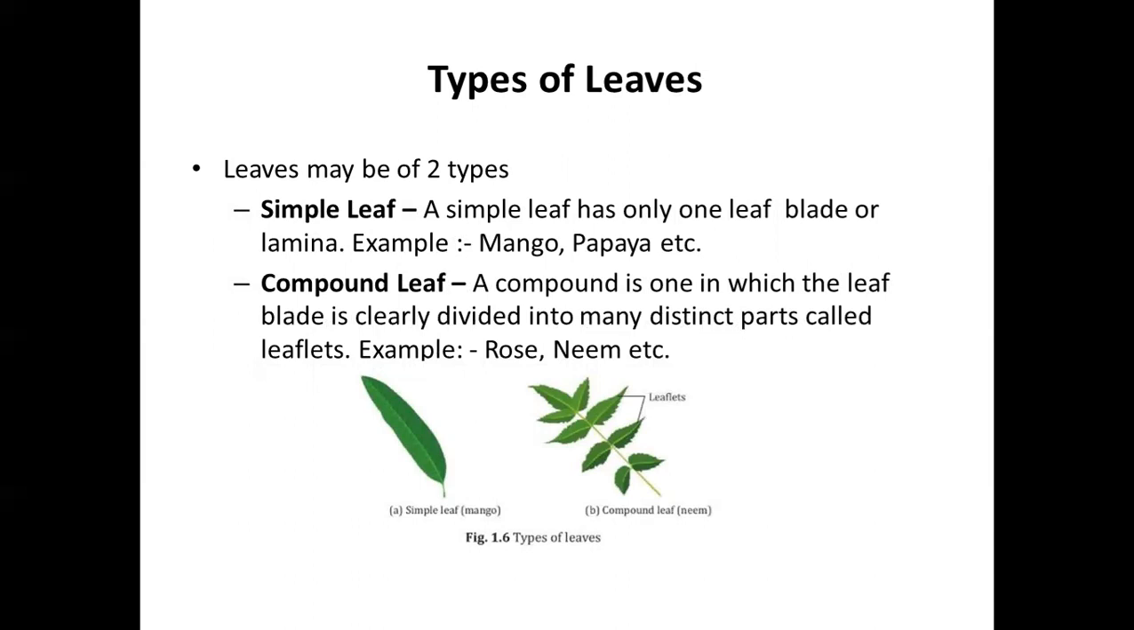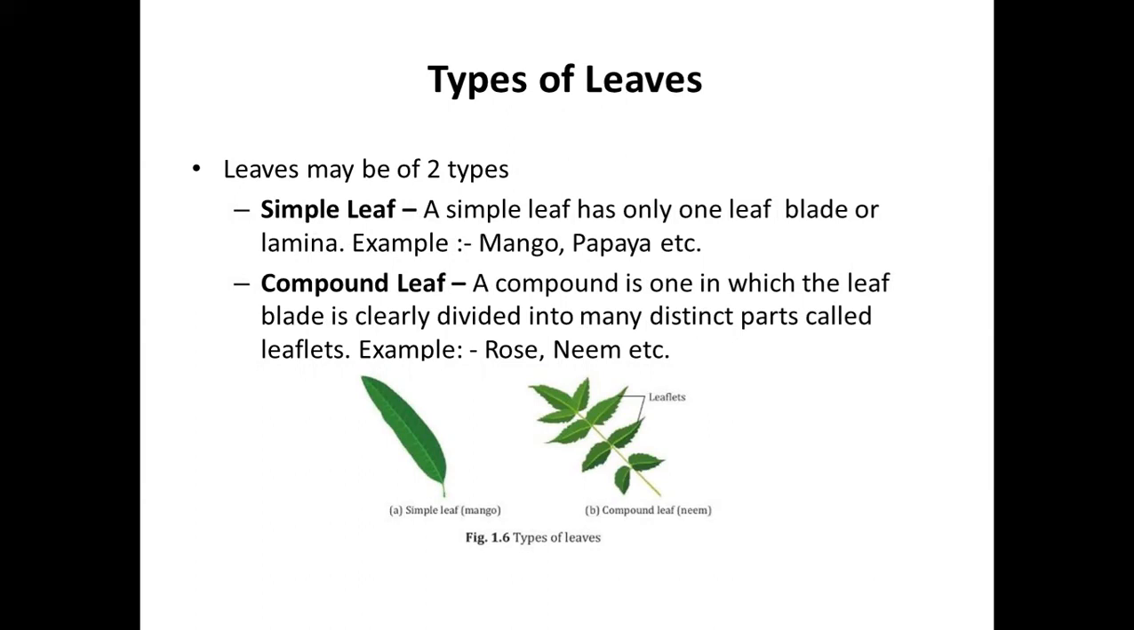Leaves may be of two types, simple and compound. A simple leaf has only one leaf blade or lamina. Examples are mango, papaya, etc. Look at the figure. One simple leaf is there, and that is the mango leaf, and this leaf has only one leaf blade.